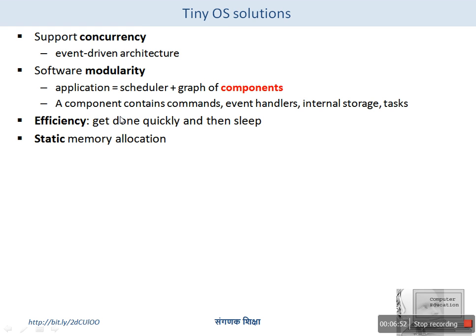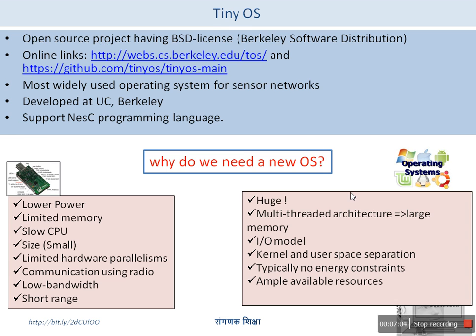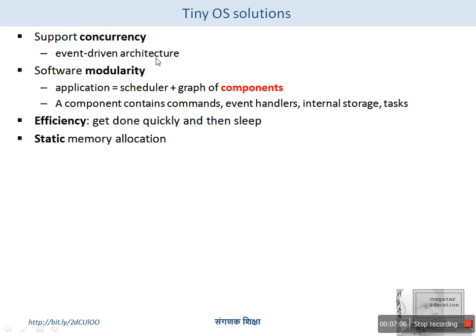TinyOS provides these facilities: it supports concurrency in an event-driven architecture mode. Instead of a multi-threaded architecture, it supports an event-driven architecture, which means whenever an event occurs, only then will the node take action. This event-driven architecture helps a lot in using less memory space as well as less computation power.